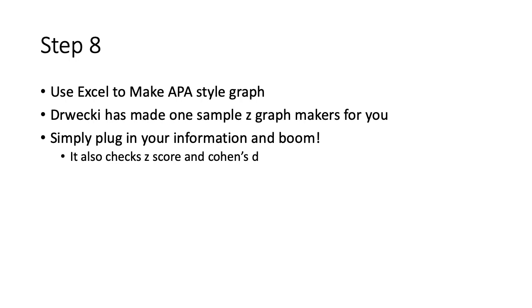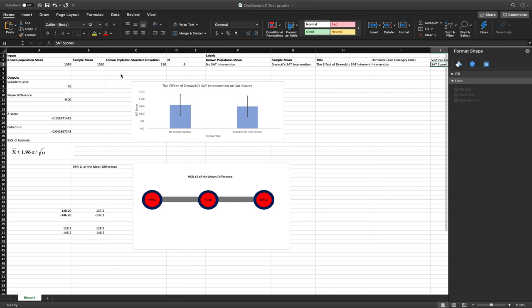It also checks your z-scores and Cohen's d, because there's nothing wrong with double checking your answers. So right here we have our one sample z-test graph generator. I have already populated the graph for this practice example that we are discussing, and we already know that the p-value is massively high, and we can see in our traditional bar graph that those two means are basically the same.